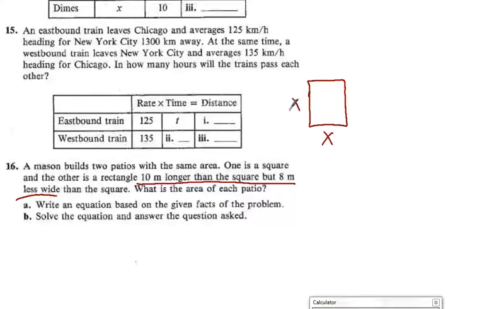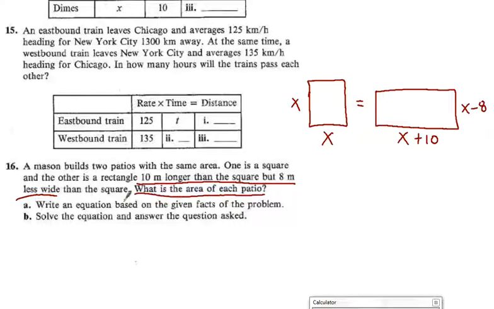And since it's a square, both side lengths have a value of x. And I know that this is going to equal the new rectangle. Sorry for my not-to-scale drawing. We know that it is 10 meters longer than the square, so that would be the value of the square plus 10, and it is 8 meters less wide, so that's 8 meters less than the original. So I have x minus 8, and I know that these areas are the same. And finally, we're being asked, what is the area of the patio?